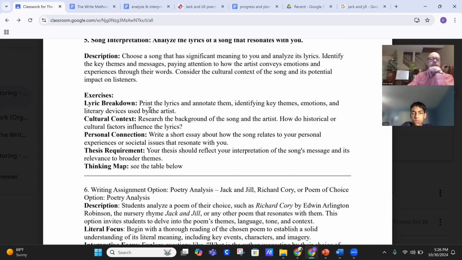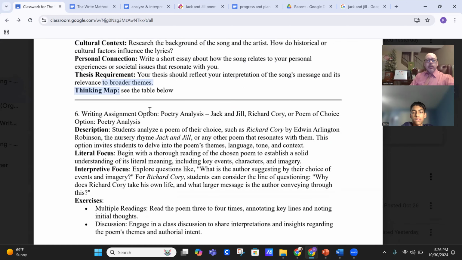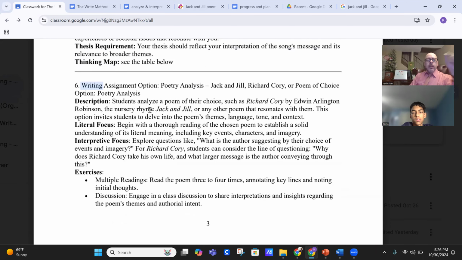All right, number 6, writing assignment option, poetry analysis: Jack and Jill, or Richard Cory, or a poem of your choice. Richard Cory is going to be found in Google Classroom in the workspace, which we looked at today. Students analyze a poem of their choice, such as Richard Cory by Edwin Arlington Robinson, the nursery rhyme Jack and Jill, or any other poem that resonates with them. This option invites students to delve into the poem's themes, language, tone, and context.